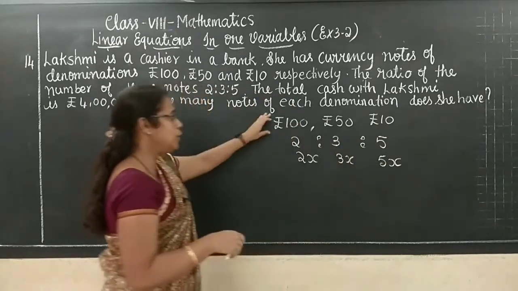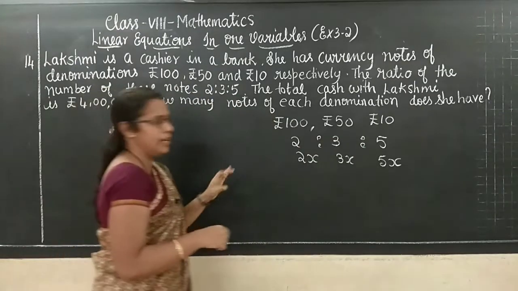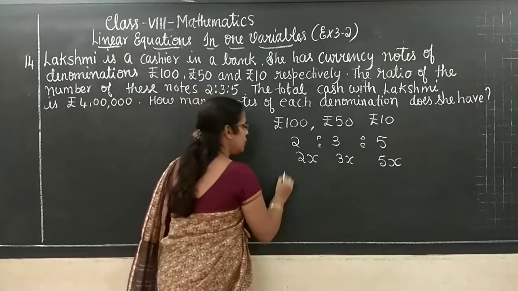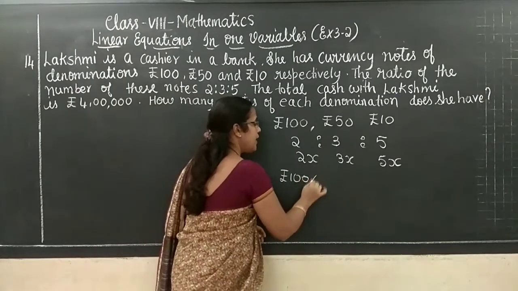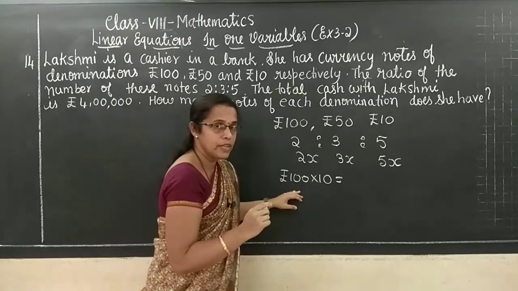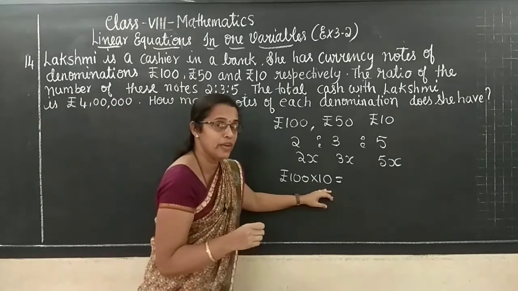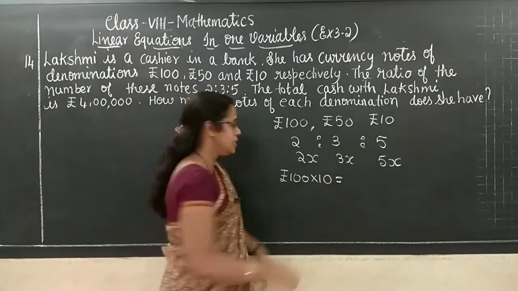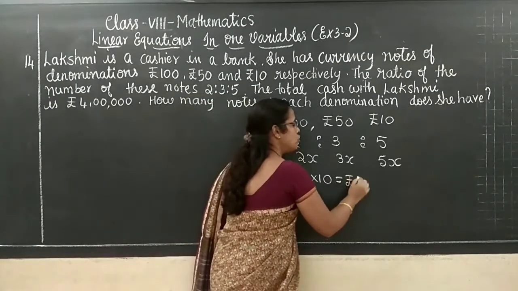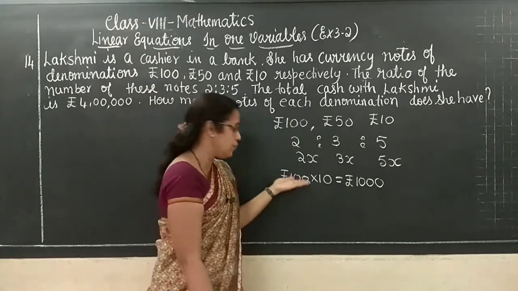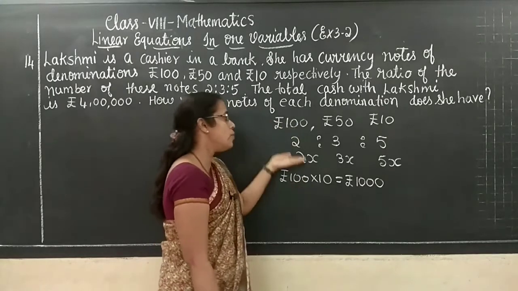So 100 rupee notes, 2x are there. Suppose 100 rupee notes, 10 are there. What will you do? 100 into 10. Then how much amount does she have? 100 into 10, that is 1000 rupees. Children, this is in the form of amount, and this is in the form of notes.